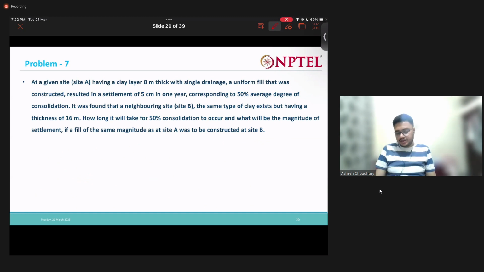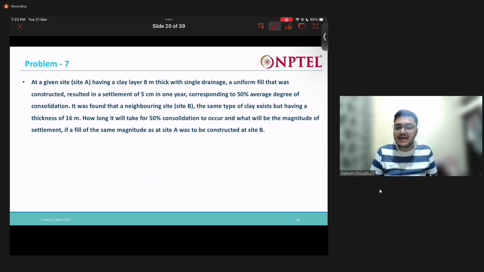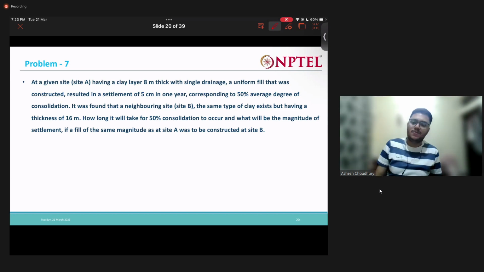The next question: at a given site having a clay layer 8 meter thick with single drainage, here single drainage, not double drainage, a uniform fill was constructed, resulting in a settlement of 5 centimeter in 1 year. So in 1 year 5 centimeter settlement has occurred, and this corresponds to 50% average degree of consolidation, at time t equal to 1 year.